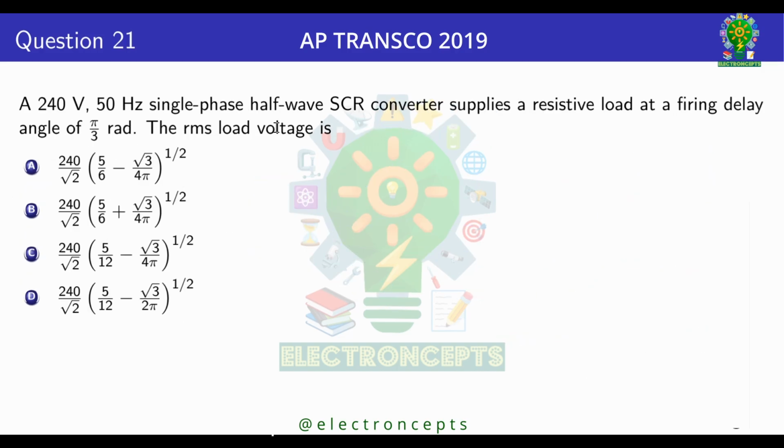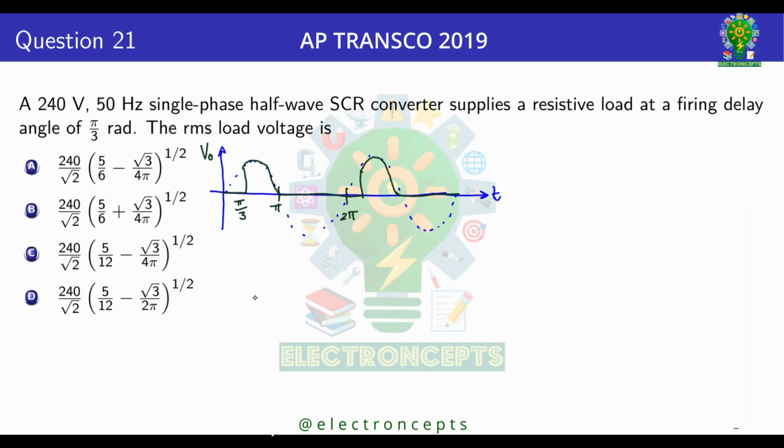Question number 21. A 240 volts 50 Hz single phase half wave SCR converter supplies a resistive load at a firing delay angle of pi by 3 radians. We need to find the RMS load voltage. The output load voltage waveform looks like this. We need to find the RMS value of this waveform, which can be calculated as V0 RMS is equal to 1 by 2 pi integral alpha to pi Vm sin theta square d theta into whole power 1 by 2.